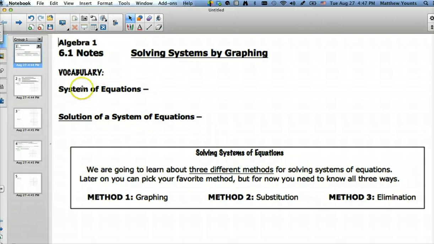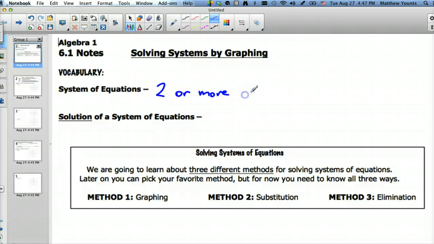First thing we want to talk about, what is a system of equations? We define a system of equations as 2 or more equations put together. In Algebra 1, we'll just deal with 2 equations for all of our problems. When you get into Algebra 2, you might start seeing 3 equations put together. But for these problems, we'll just focus on the 2 part of this, 2 or more.